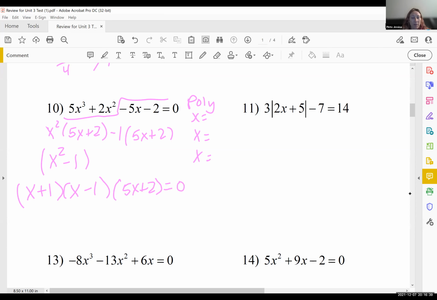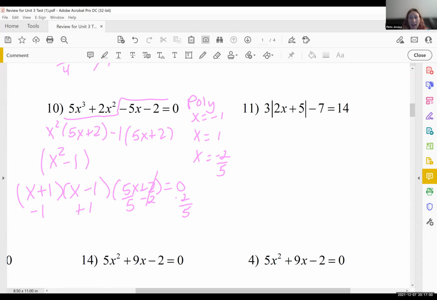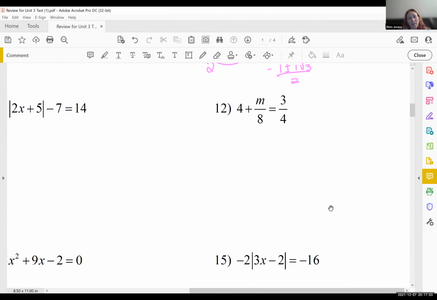So if I set each one of these equal to 0, I end up with my answers, but these ones are easy. Negative 1 here, positive 1 here. And then this one, I'll show my work with this equal sign. So I add minus 2, and then I divide by 5. So it's negative 2 over 5. Very cool, thanks.